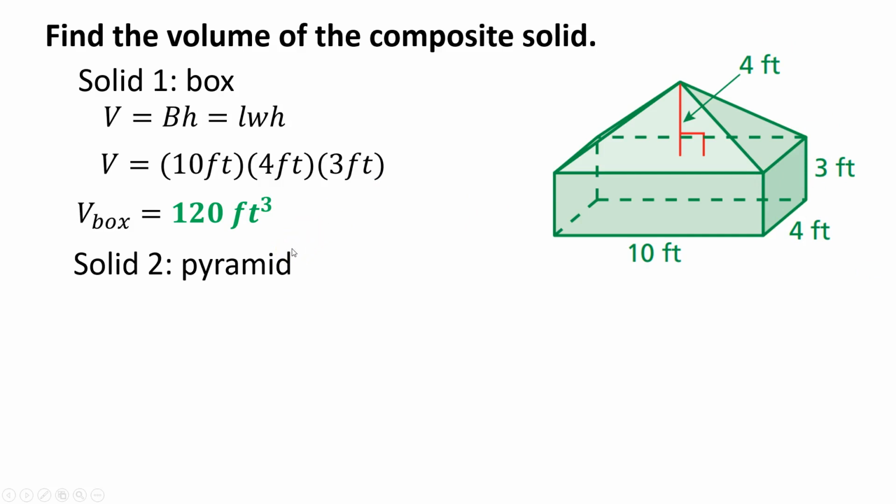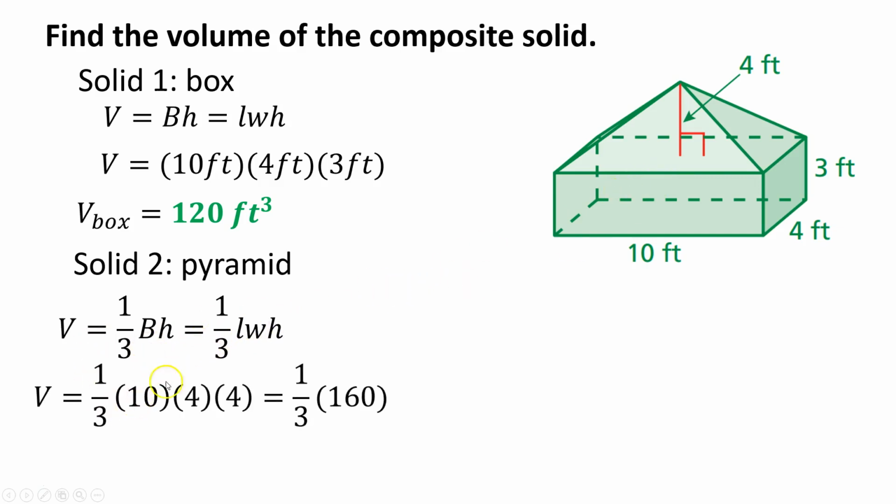Moving on, if we have the pyramid now, we're using different dimensions and a different formula. So it's still base times height, but it's 1/3 of that, and it's different dimensions because we have a different height. However, the length is still 10. So this 10 right here is this 10 right here. We have the 4 as the width right here. And now this height, that 4 is going to be that height right there.